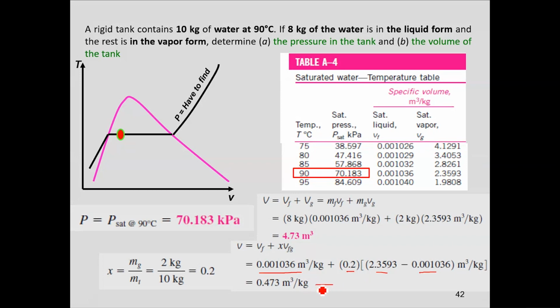Once you know the specific volume of the mixture, can you find out the total volume? Multiply it by 10. Yes, sir, multiply by the total mass. So specific volume multiplied by the mass would give you the total volume of your system. So this is the total volume of your system. Clear? Moving on, we have the next example.